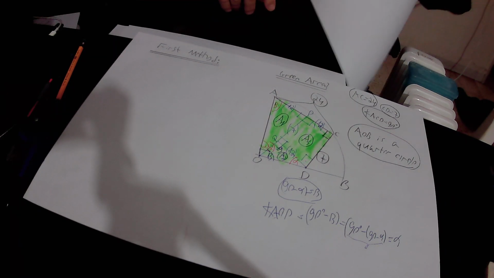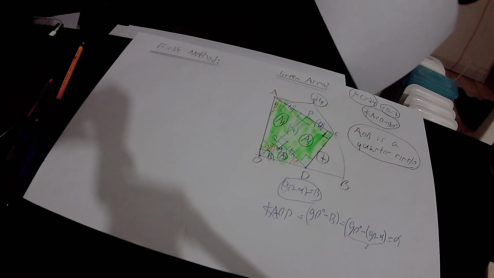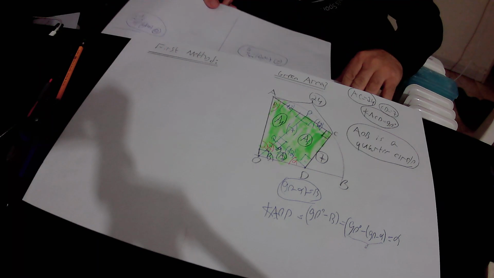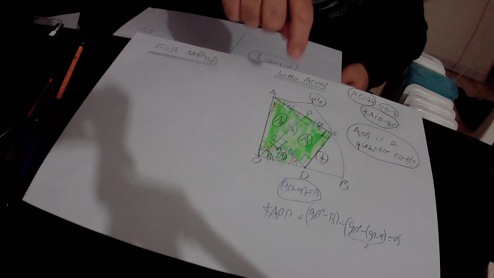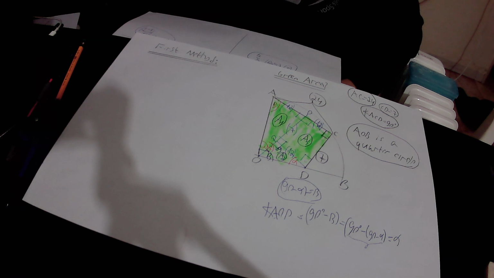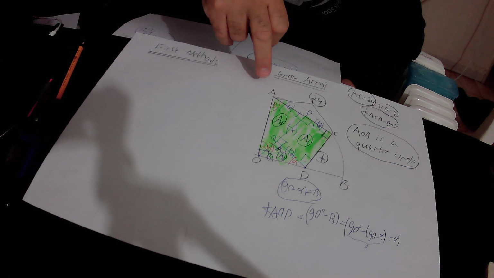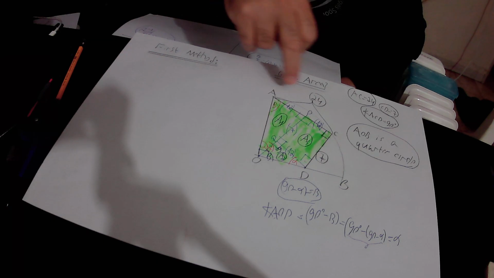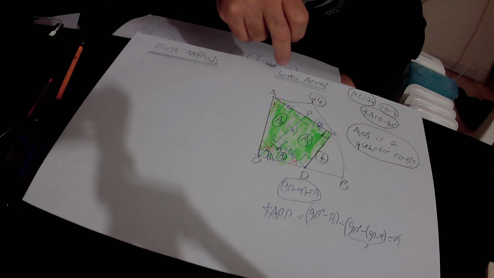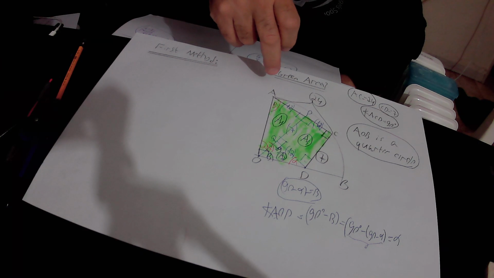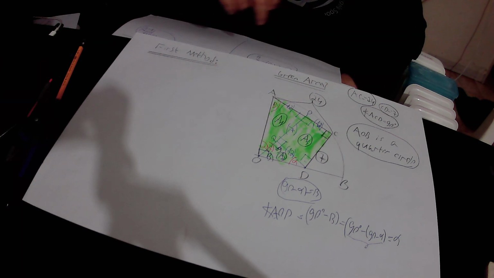In this lecture, we will find out the area of this green shape. In the drawing, we have a quarter circle, AOB is a quarter circle. Inside this quarter circle, we have the green quadrangle ACOD. Our mission is to find the area of this green quadrangle AOCD.